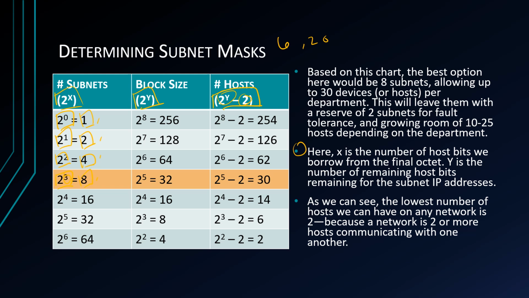subnets. And then that leaves us with 32 addresses we can make. But again, we have the network address, so take away one, and then we have the broadcast address, so taking away another one, which is that -2, so we can have a total of 30 devices on any given subnet.